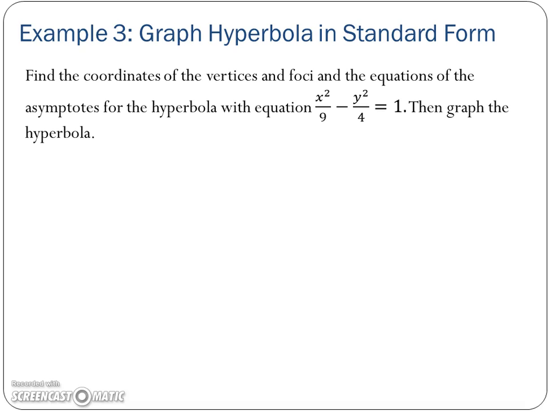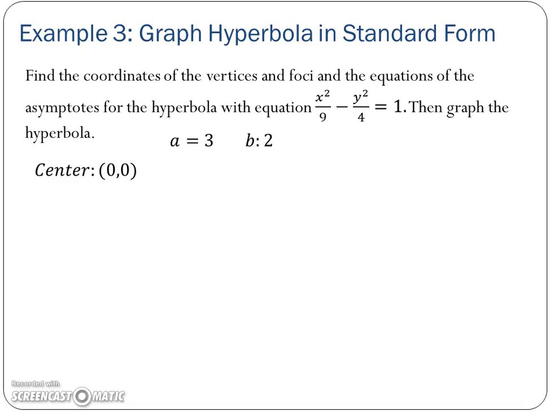So our example 3, we're going to graph a hyperbola in standard form. Find the coordinates of the vertices and the foci, and the equations of the asymptotes for the hyperbola with equation x squared over 9 minus y squared over 4 equals 1. We're going to graph the hyperbola. So first thing, the center of the hyperbola is at the origin because we don't have h or k. According to the equation, a squared equals 9, b squared equals 4, a equals 3, and b equals 2. So because of that, our center is (0, 0), a equals 3, b equals 2.